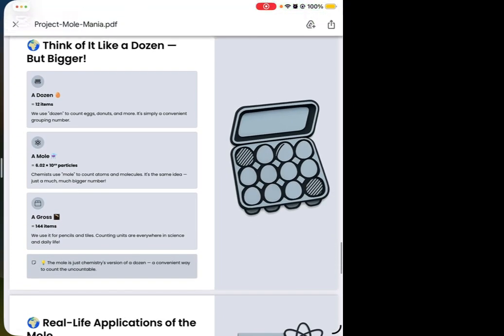Real world hook. A mole is like a dozen. A dozen means 12 items, but a mole means 6.02 times 10 to the power of 23 particles. This helps us count very small particles in chemistry.